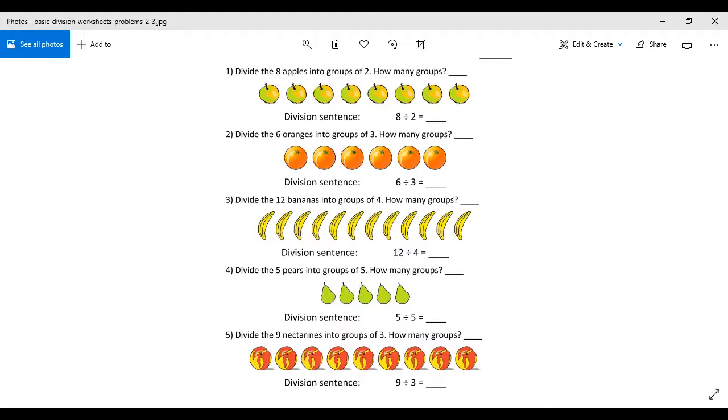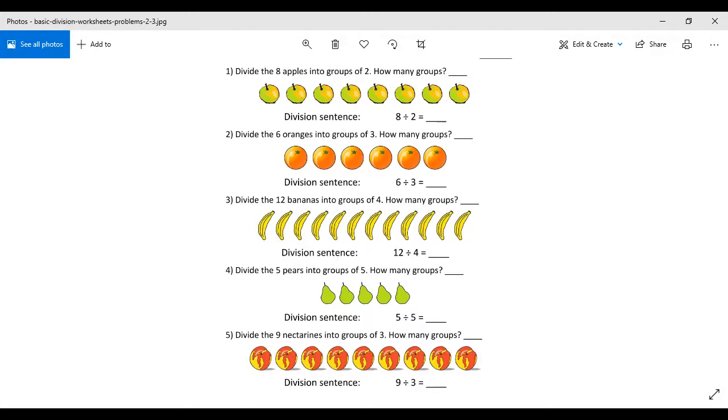Divide 6 oranges into groups of 3. The answer would be 2. Excellent. Divide 12 bananas into groups of 4. 12 minus 4, 8. 8 minus 4, 4. 4 minus 4, 0. So how many groups? 3. Excellent. Divide the 5 pears into groups of 5. 1. Very well done.